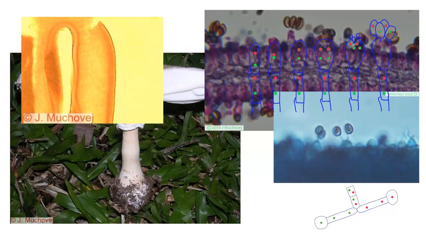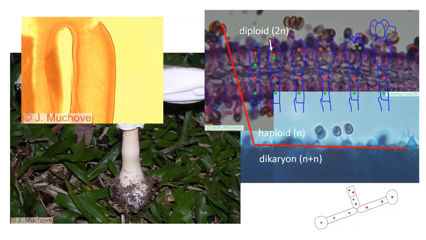You see the little hat-like area, and you've got the 2 little sterigma. You can see the spores attached on the top of it. There's a difference between the haploid part, the diploid part, and the dikaryon. The basidiospores are haploid. The mycelium is dikaryotic.